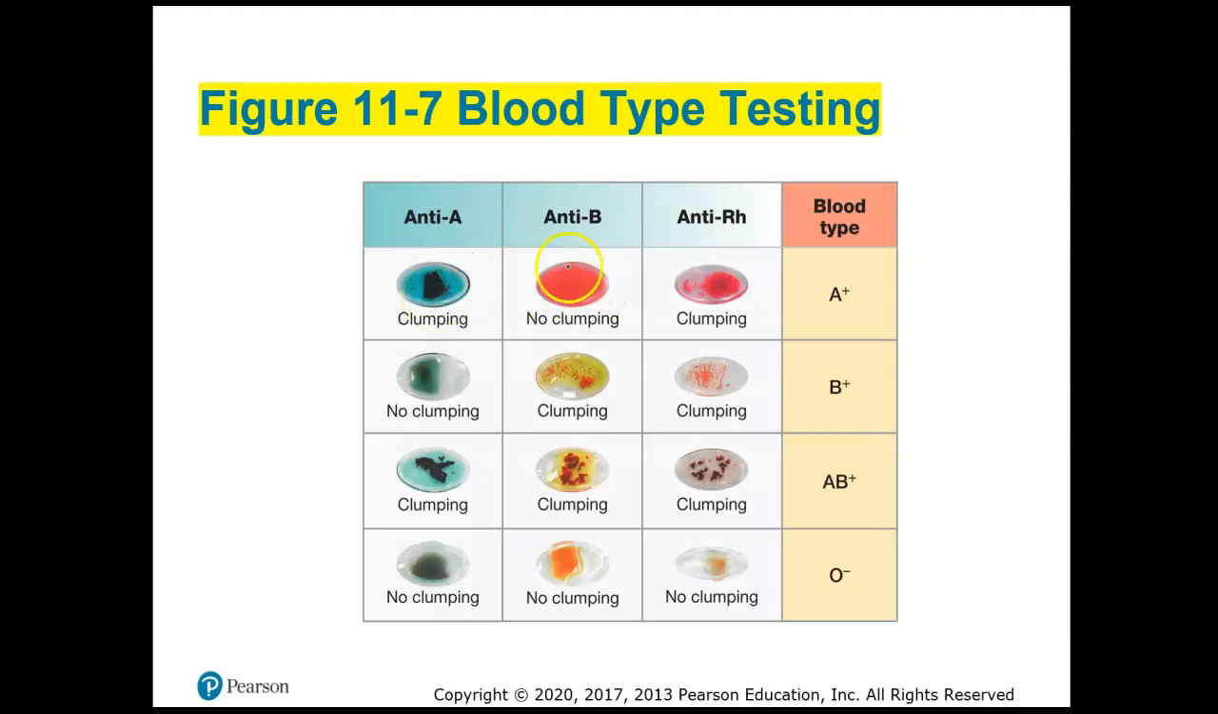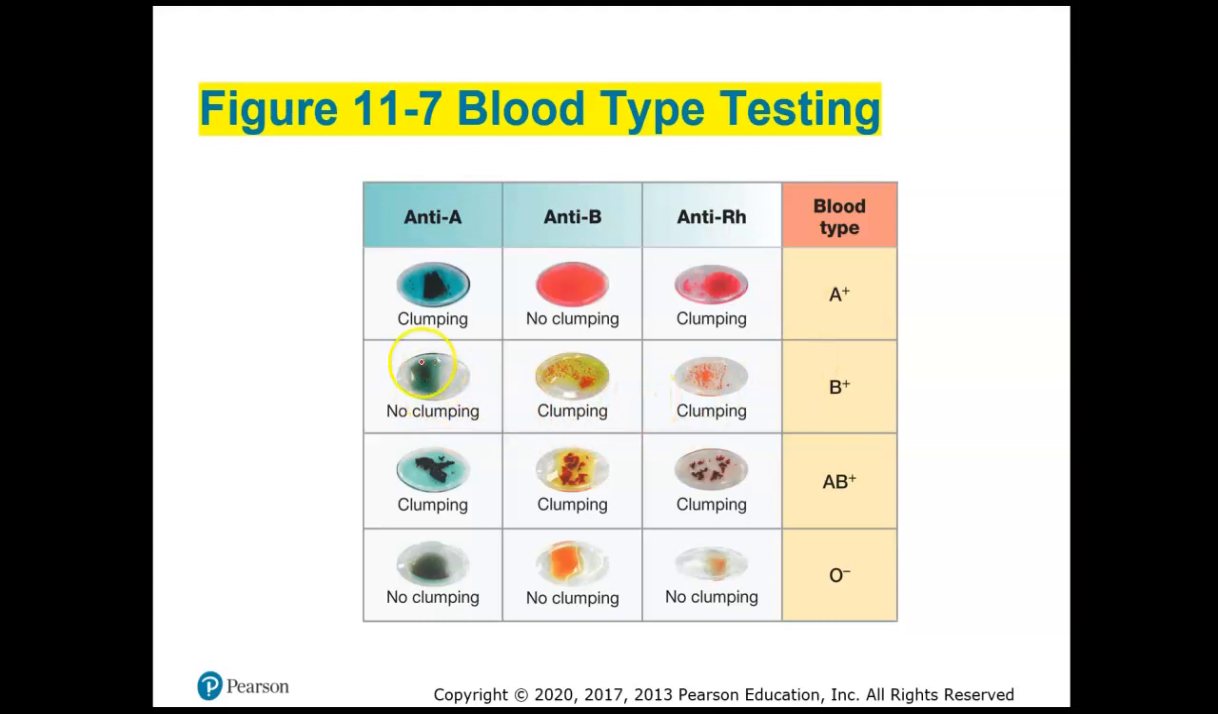If you don't get clumping, in this case there's no clumping in the anti-B serum, then that means they don't have the B antigen on the surface of their red blood cell. You do get clumping in the anti-RH serum. That means that they have the RH antigen on the surface of their red blood cell. So this is going to represent blood type A positive. Everywhere you have clumping, you have that antigen on the surface.